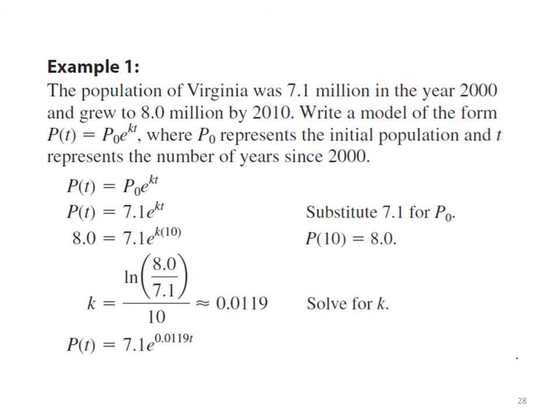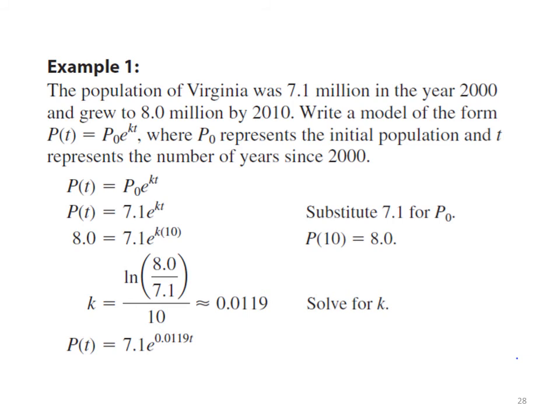P0 represents the initial population. If you look at this model, P of 0, when you substitute t equals 0, you have e raised to the power 0, which is 1. So you're left with P0, which is called the initial population. This is the population at the beginning of time, at the beginning of your model. T is the variable that represents time in years, and k is the growth constant that will give you the model.